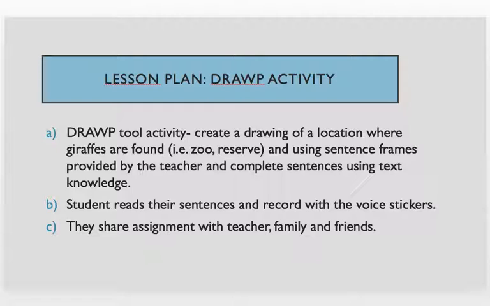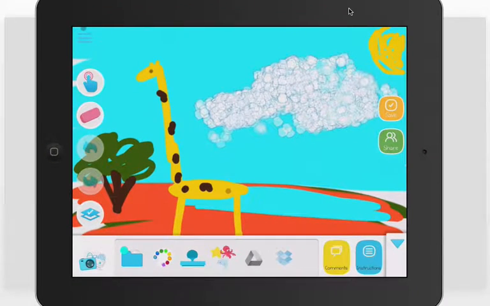The student assignment will be a Drawp tool activity which allows the creation of a drawing of a location where giraffes are found, for example, the zoo or a reserve, as well as a giraffe drawing. The teacher will assign sentence frames to complete using the text. Independently, students will read their written sentences orally and record with their voice stickers. And lastly, the student is able to not only share the assignment with the teacher, but with family and friends. Let me show you how that works in the actual app.